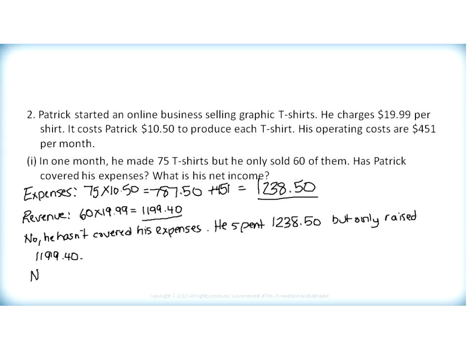So your net income, that's going to be the same as when we looked at profit. Your net income is going to be your revenue minus expenses. So for Patrick's business this month, his revenue was $1,199.40, and his expenses was $1,238.50.